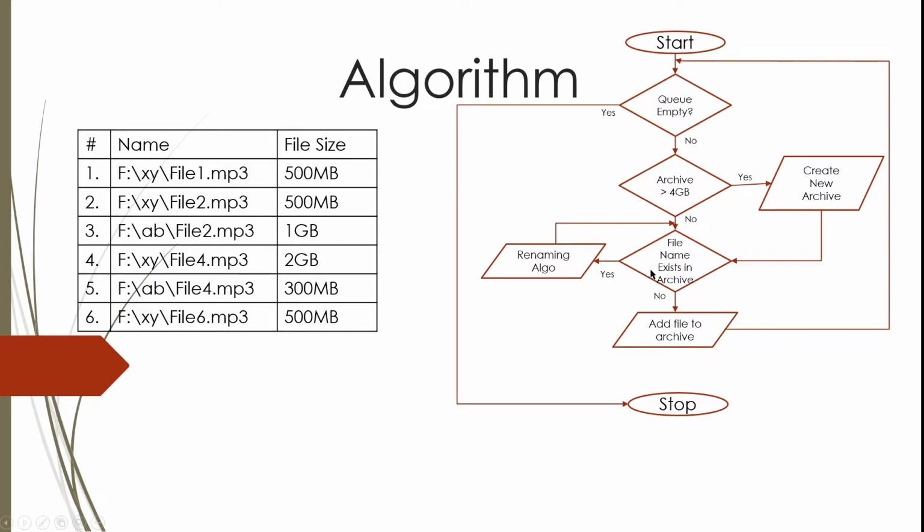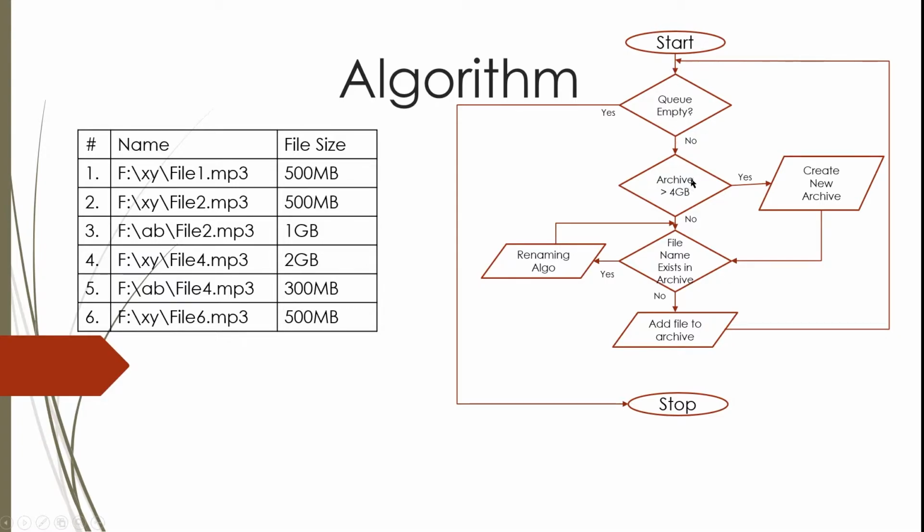If it exists in our archive, we pass our file name to our renaming algorithm, and then the renaming algorithm comes back and checks in the same archive. And if it still exists, we repeat the process until the file name is unique. And then once we have a unique name, we add our file to our archive. And then we go back to our queue and check if our queue is empty.